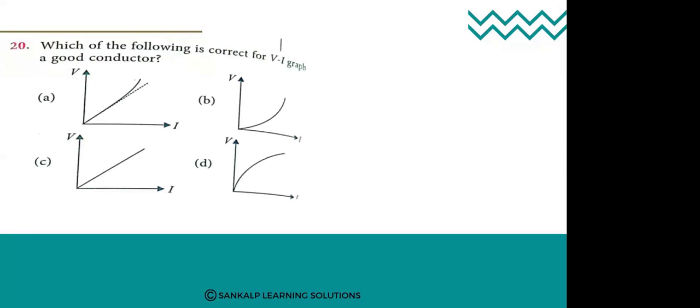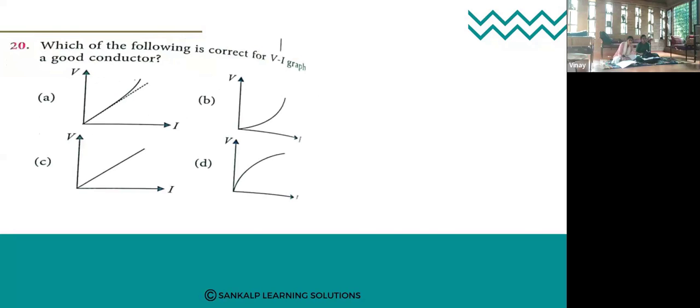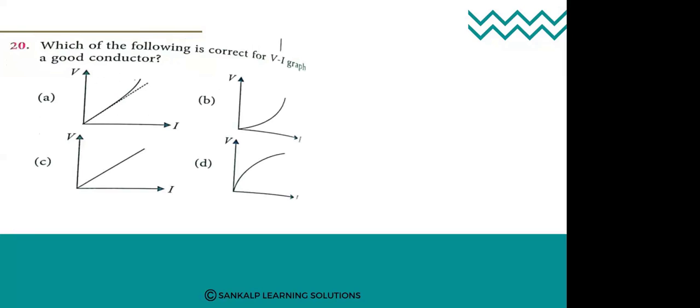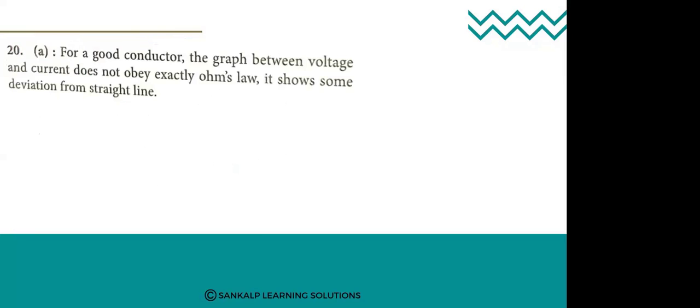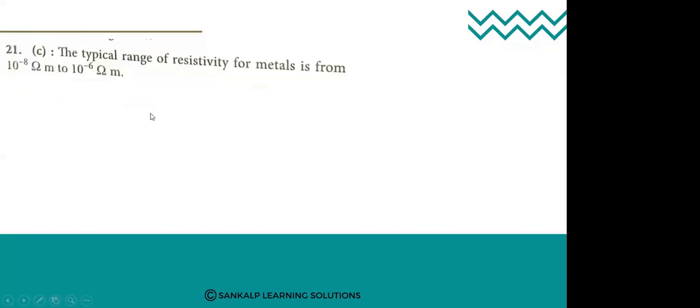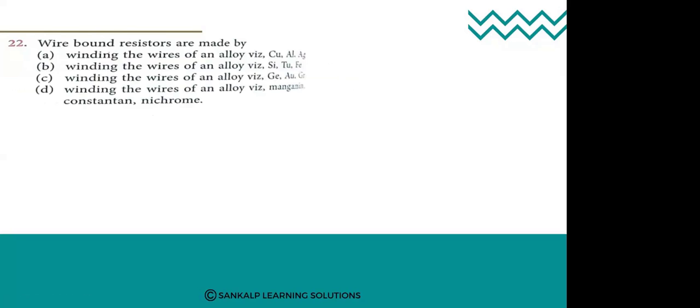Next, which of the following is correct for the VI graph of a good conductor? Option A, ma'am. A or C? A, ma'am. Yes, for a good conductor, the graph between voltage and current does not obey Ohm's law exactly. It shows some deviation from the straight line. Okay. Next. So this one you leave. It is not that important.